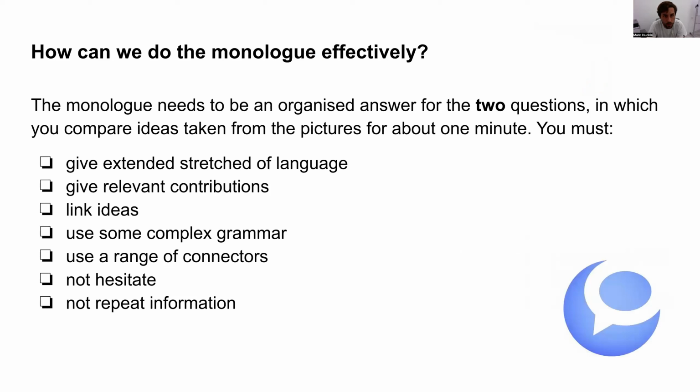So how can we do the monologue effectively? The monologue needs to be an organized answer for the 2 questions. Answer both questions, in which you compare ideas taken from the pictures, in about 1 minute. Everything you say is relevant to the questions. You need to give extended stretches of language. You must give relevant contributions. Don't say anything that is not related to the questions. You link ideas and relate your ideas.